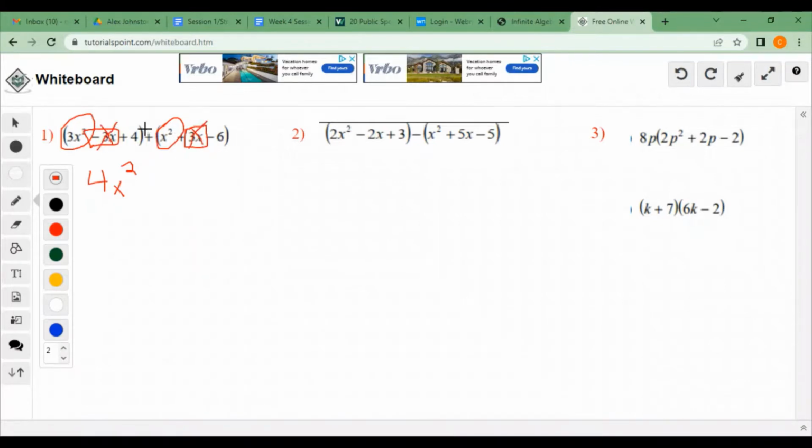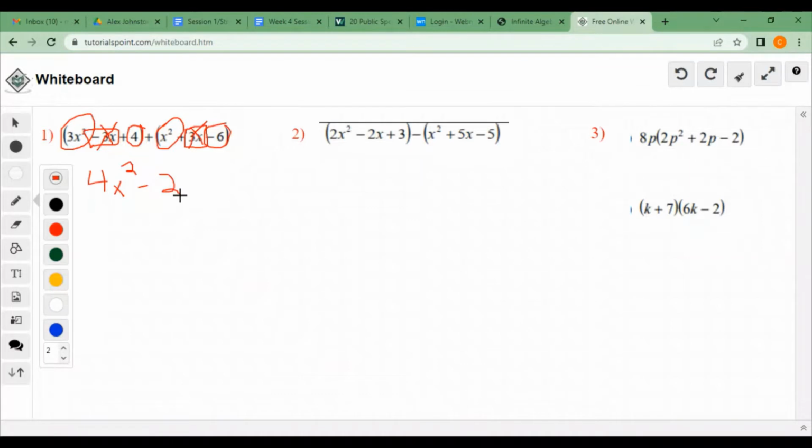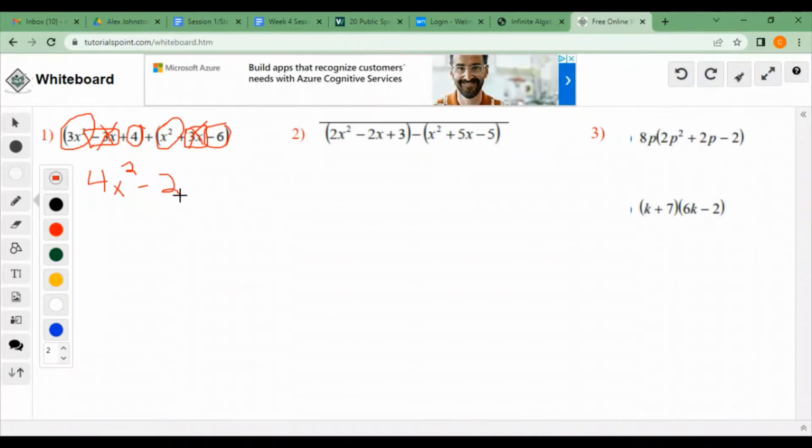And then lastly, you got the constants, the 4 and the minus 6. They don't have variables. 4 plus a negative 6 is minus 2. And so there you have it. The answer would be 4x squared minus 2. So it just turns out this is a 2-termer, our final answer that is, and we call that a binomial if it is a 2-term, and it is a degree of 2 as well, so that's a quadratic binomial, okay? So that's just how we do adding of polynomials, okay?